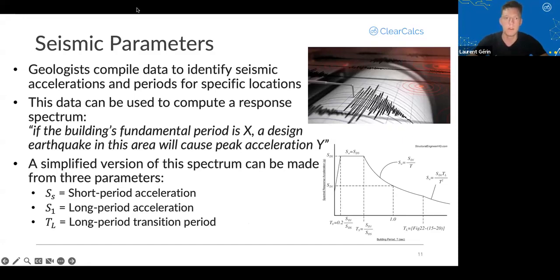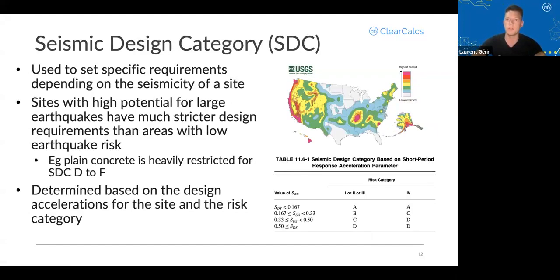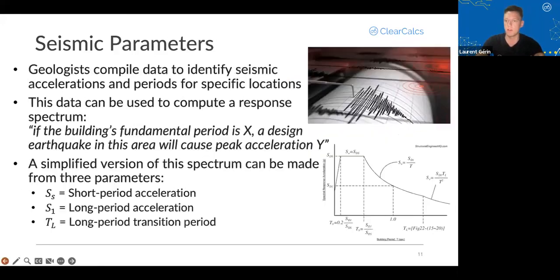Okay, so next up, seismic design category. I think in the past these were called seismic zones, where they were assigned to different regions of the US. Now, these seismic design categories are very similar. The idea here is that when we're talking about earthquakes, a lot of the stuff we can put on a nice plot like this, where it's a very smooth curve and you can match it exactly one-to-one.